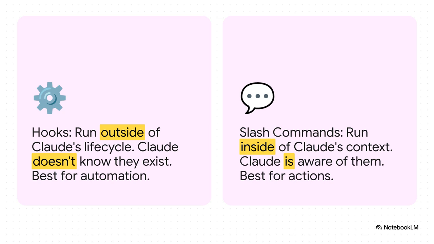A slash command happens inside the conversation. Claude knows about it, which means it takes up valuable space in your context window. A hook, on the other hand, runs totally outside of Claude's awareness. It gets triggered by something, but it doesn't pollute the context at all. This makes hooks absolutely perfect for background tasks you want to automate without distracting your agent.